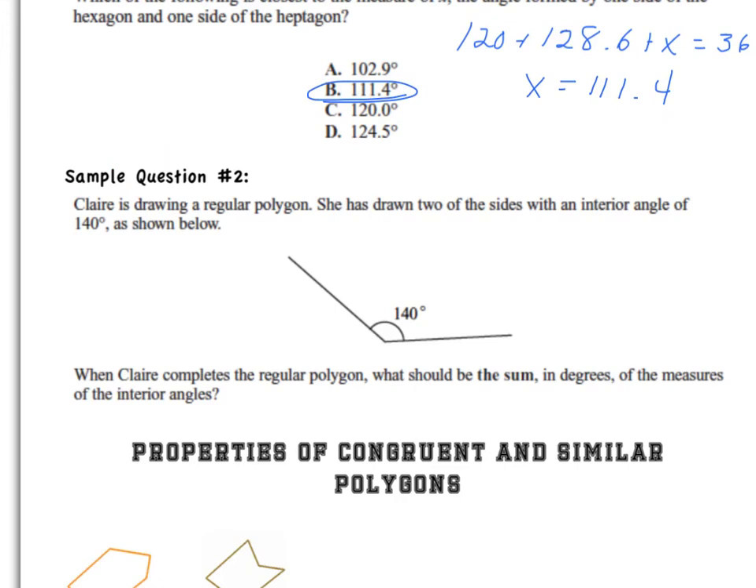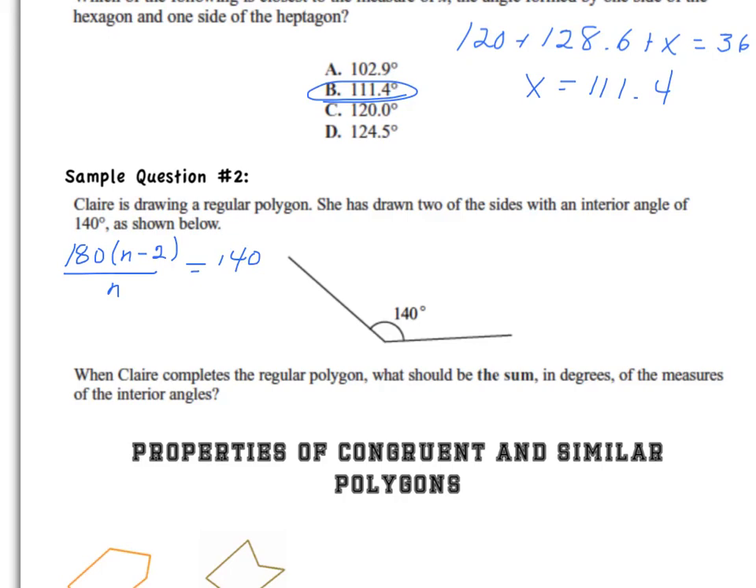Now for sample question number 2, I'm given one interior angle of a regular polygon, and I'm told that the measure of that one interior angle is 140. So I'm going to use that formula that gives me the individual angles. That's the sum divided by the number of sides, and that equals 140. So basically all I need to do is solve this equation.